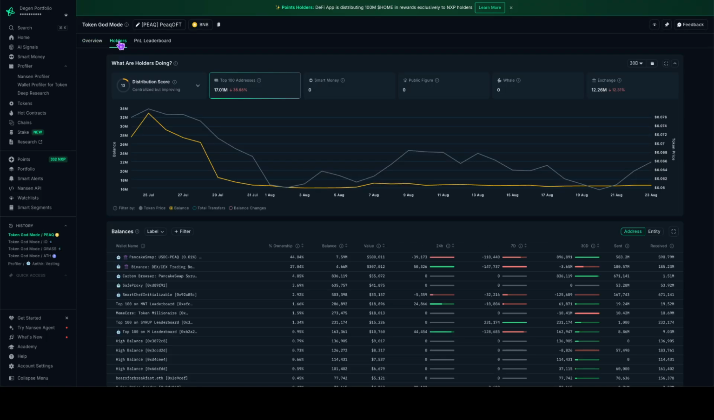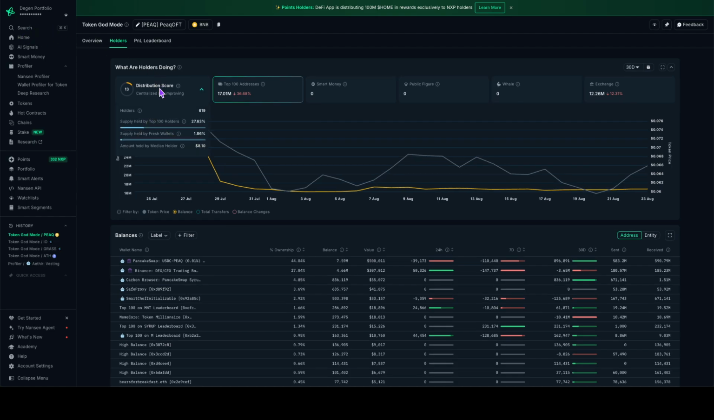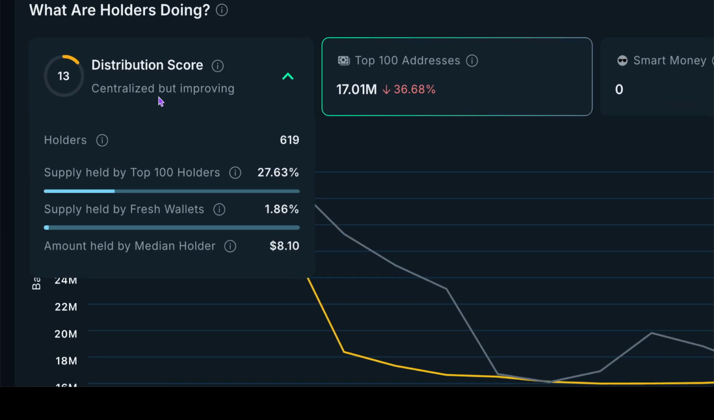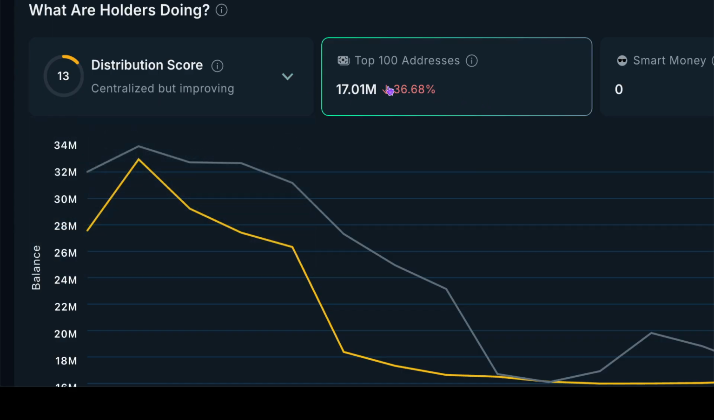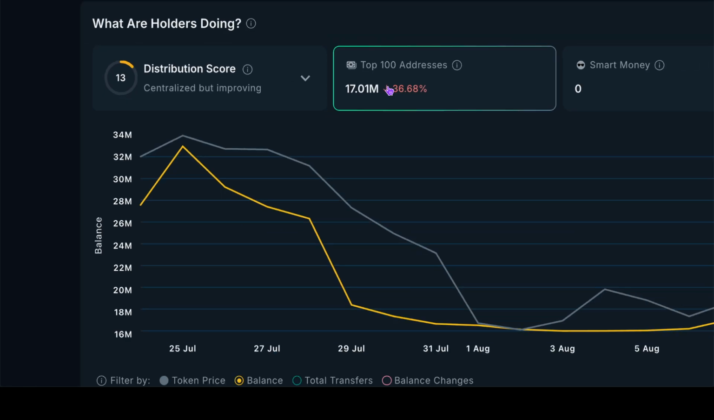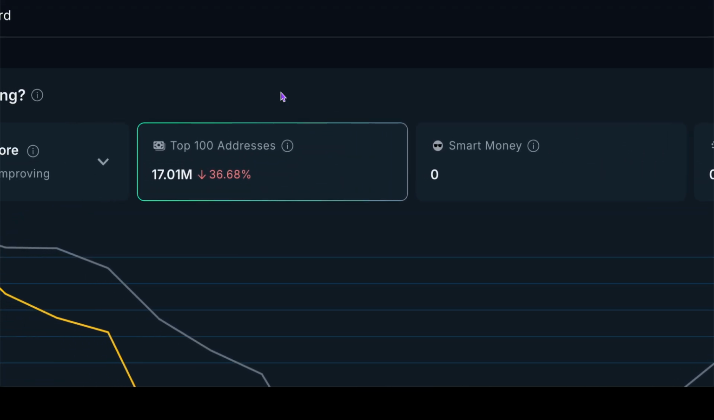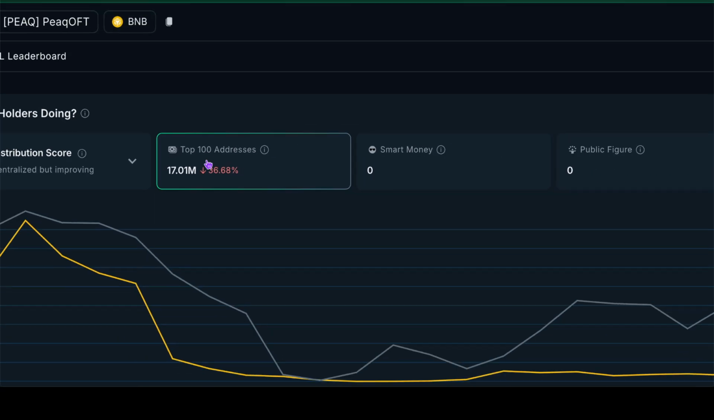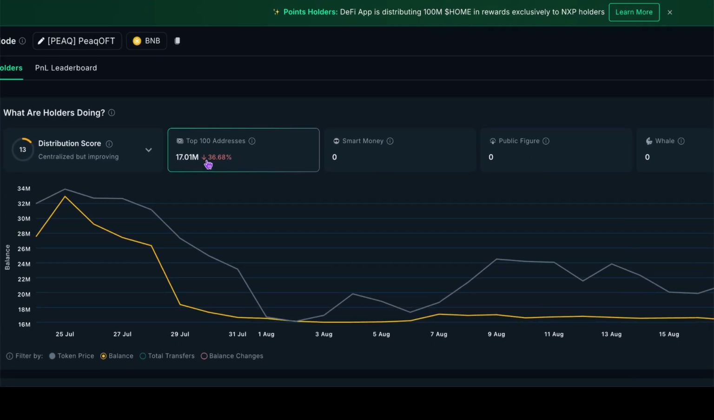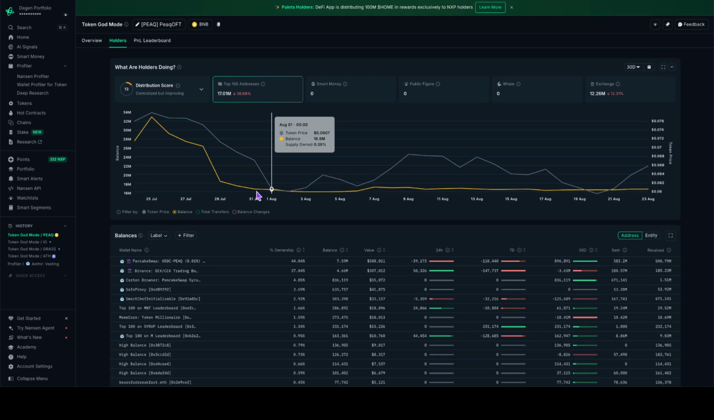What we have is a distribution score, which is better than all of the others, 13%, which is centralized, but highly improving. Top 100 hold 27% of the entire tokens. However, the top 100 has also sold 36% of their tokens in the last 30 days. Yeah, that's right. Top 100 balances over the last 30 days, 90 days have been absolutely ripped.